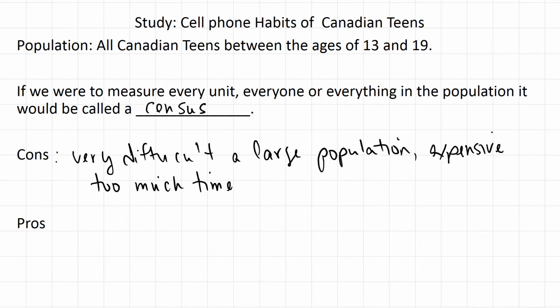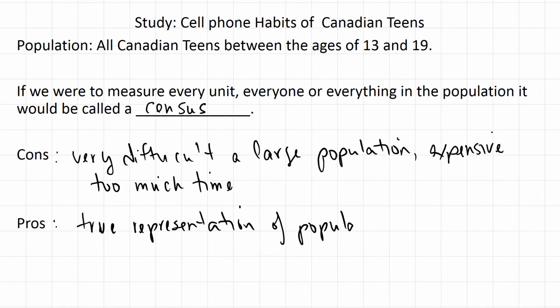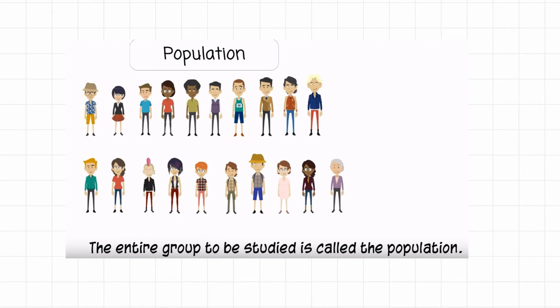Now, if you could survey every single teen, the pro of doing that is that you would have a very true representation of the population. Your census or your survey would tell you exactly what Canadian teens do or do not do with their phones. So that's the pro. So a population is everybody that you want to study for a certain topic.